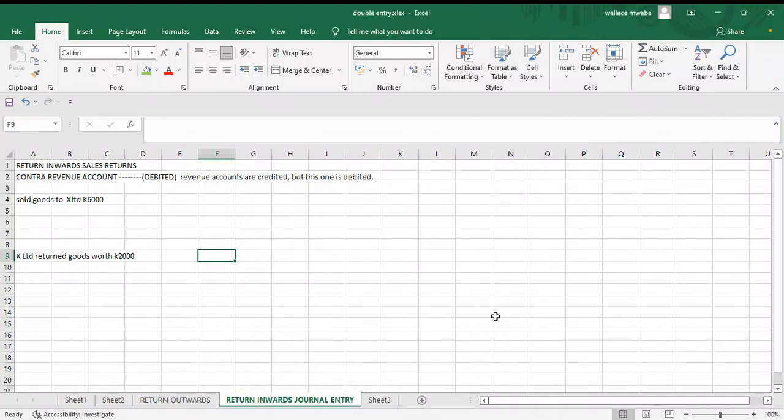Another lesson in financial accounting. So today we're going to look at return inwards, sales returns. This is where the customer brings back goods to you. This is a contra revenue account which is debited. Remember, revenue accounts when they increase are credited, but sales returns or return inwards is debited.